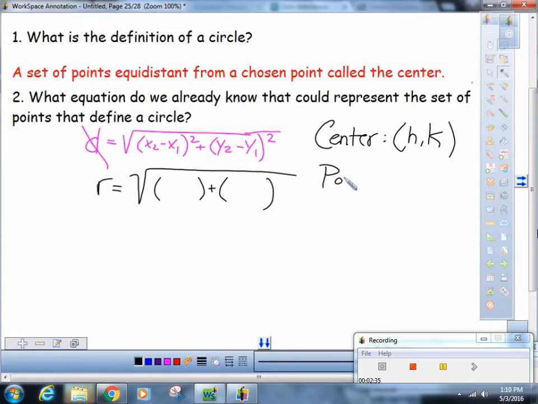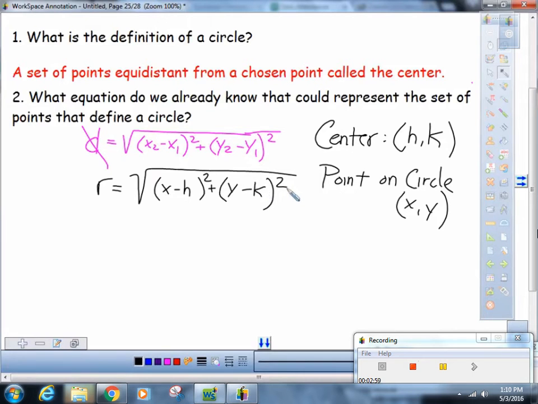So look what we're going to do here. We're going to replace x2 and y2 with any point on the circle, which we will call x, comma, y. We're going to replace x1 and y1 with the center. So hopefully you can see how those two are closely related.